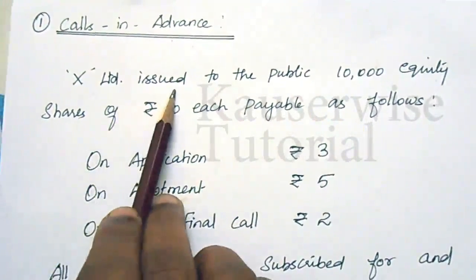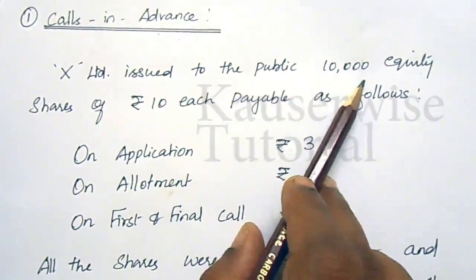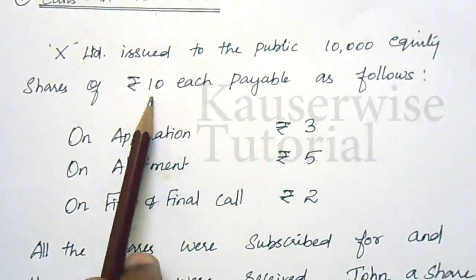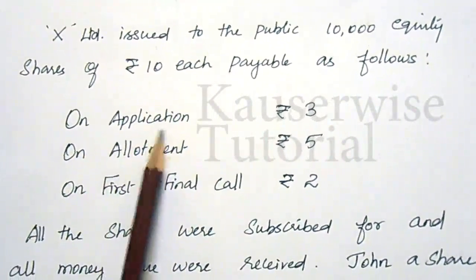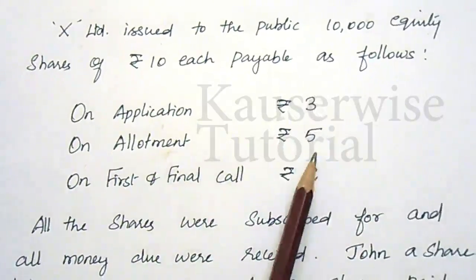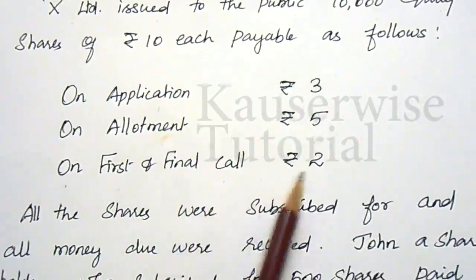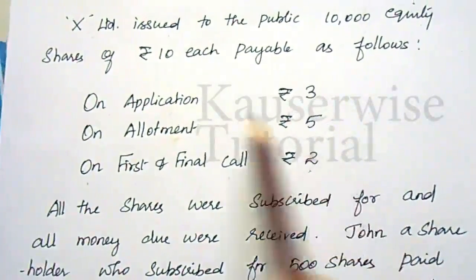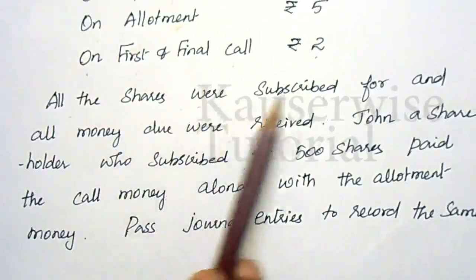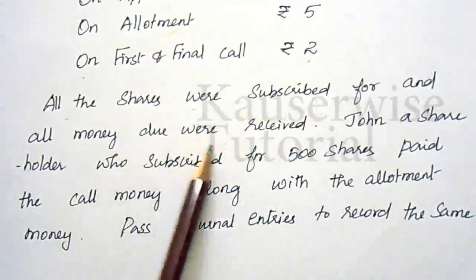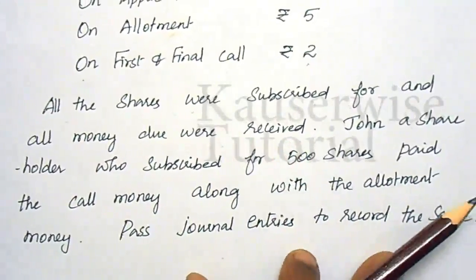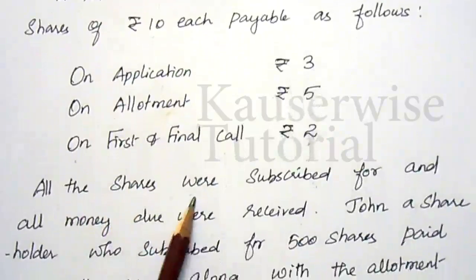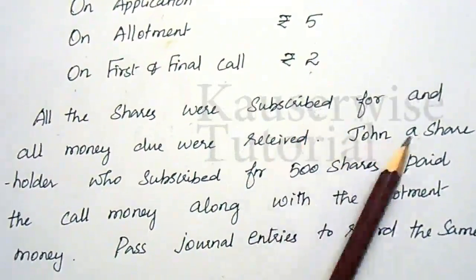X Limited issued to the public 10,000 equity shares of rupees 10 each, payable as follows. So each value is 10 rupees. On application 3 rupees, on allotment 5 rupees, on first and final call 2 rupees. Altogether how much? 3 plus 5, 8, 8 plus 2, 10 rupees. All the shares were subscribed for and all money due were received. So how many applications were offered by the company? 10,000 equity shares. So all the shares were subscribed by the public, and the entire amount is paid.